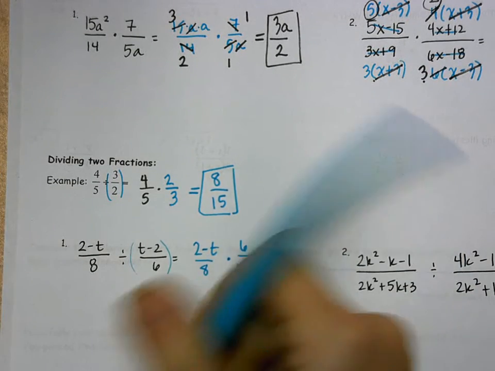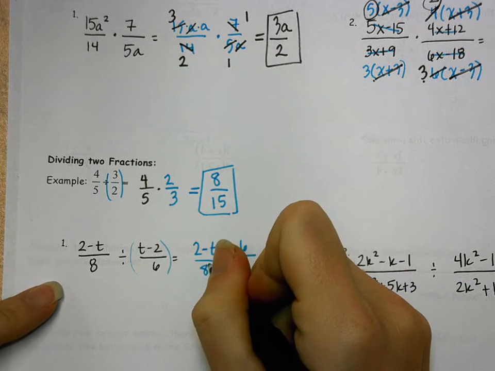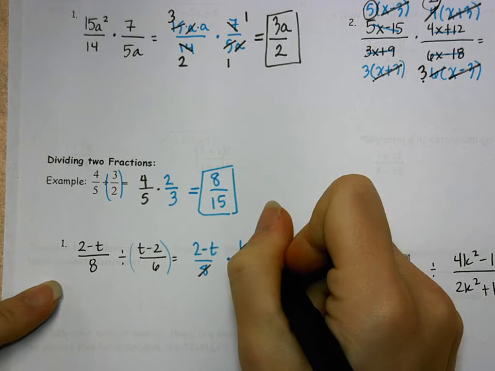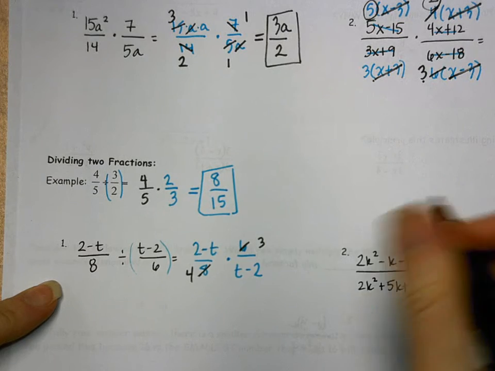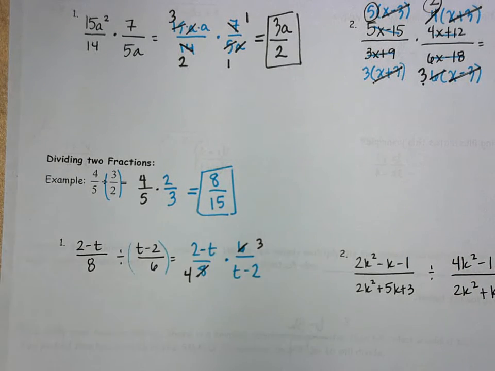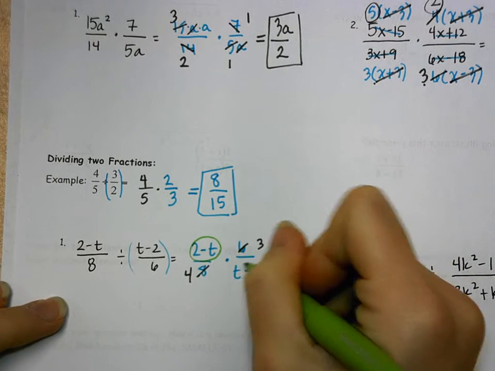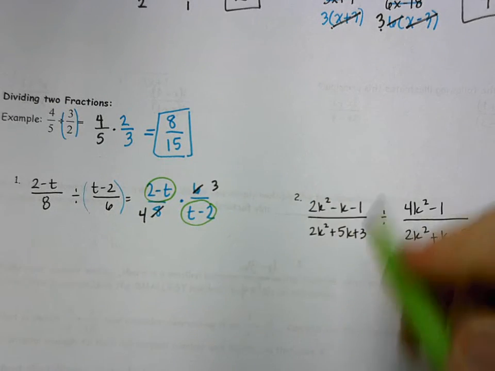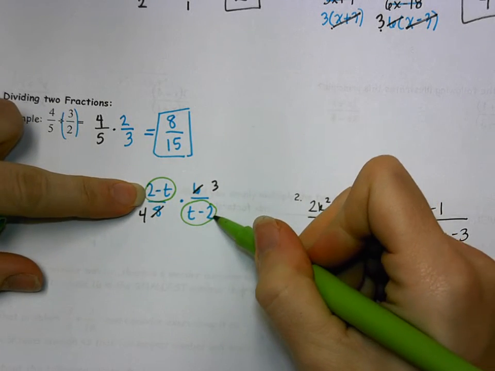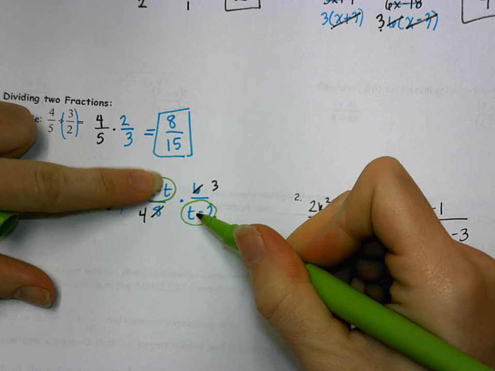Now, right away here, I see the numbers 8 and 6 have a common factor. 2 goes into both of those, so I can call this 3, and I can call this 4. Now, if I look at these two expressions, 2 minus t, and t minus 2, they look similar, but in fact they're actually opposite factors. I have a positive 2 and a negative 2, a negative t and a positive t.